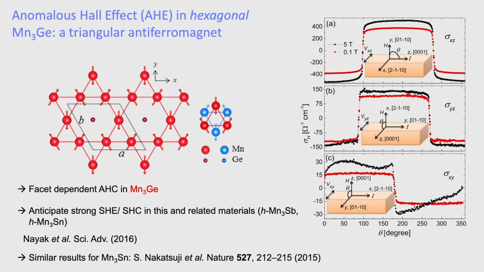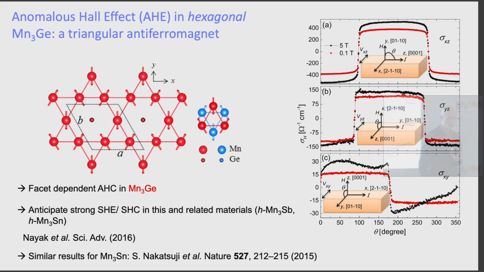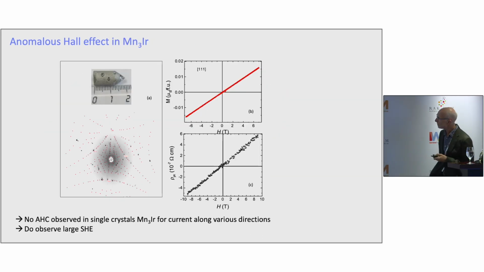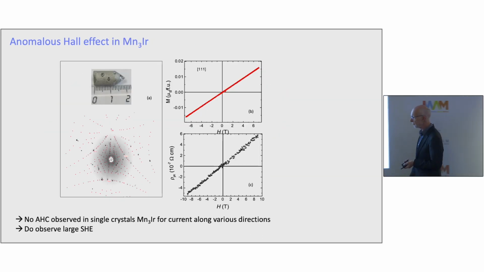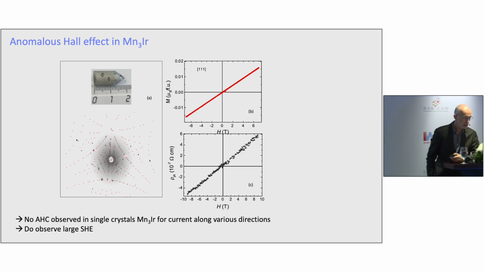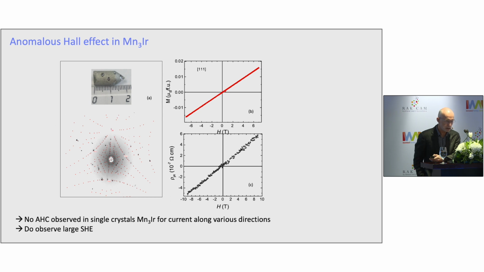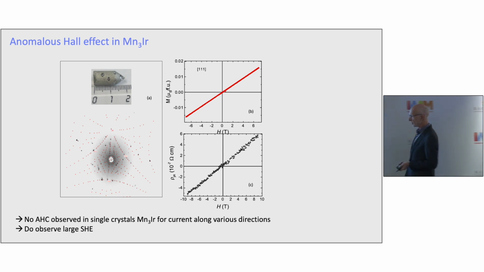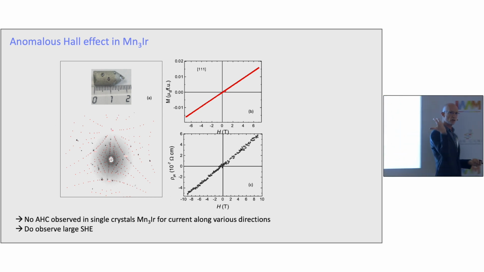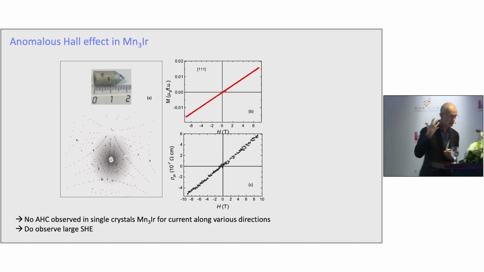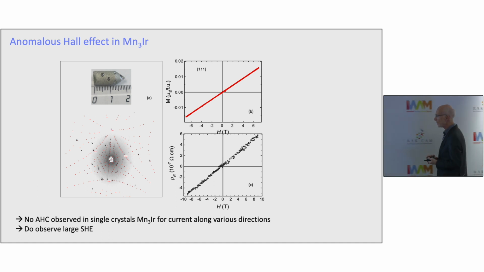And you see a very large Hall signal when the current flows perpendicular to the Kagome plane in this manganese-3 germanium system, as theoretically predicted. Now we go back to manganese-3 iridium. The prediction from Alan MacDonald, then we and others have not seen any anomalous Hall signal. However, I believe this is because we cannot set the system into a single antiferromagnetic domain.